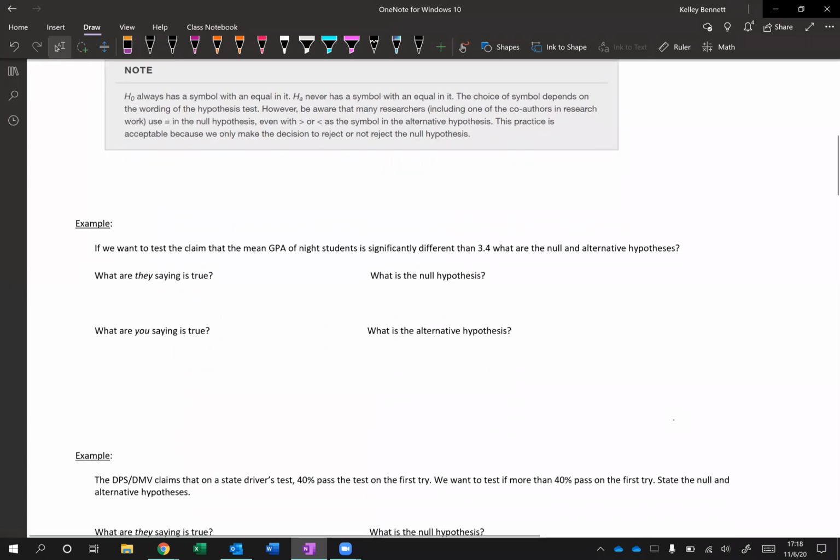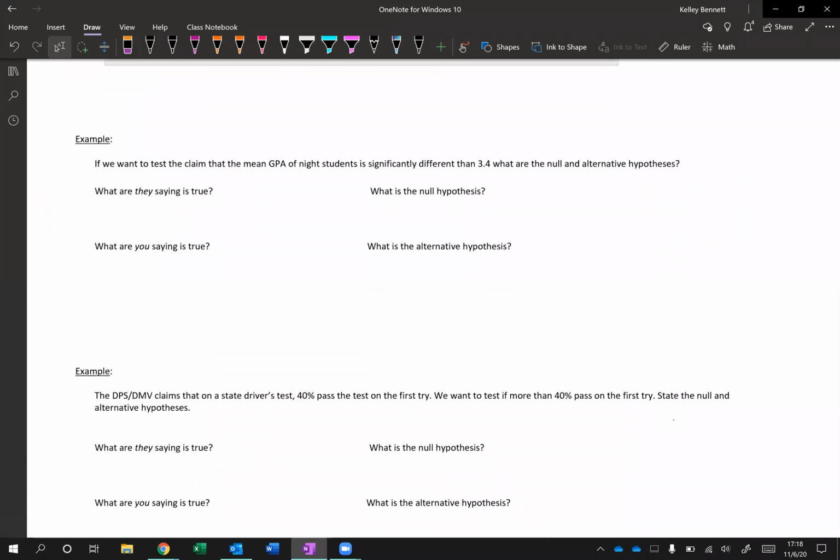So let's look at this next example here. If we want to test the claim that the mean grade point average of night students is significantly different than 3.4, what are the null and alternative hypotheses? So again, what are they saying, right? What is this claim? The claim is that the mean GPA of night students is 3.4, right? They're claiming that, and we're saying, no, it's not. It's different. It's definitely not that. I don't know what it is, but it's not that.